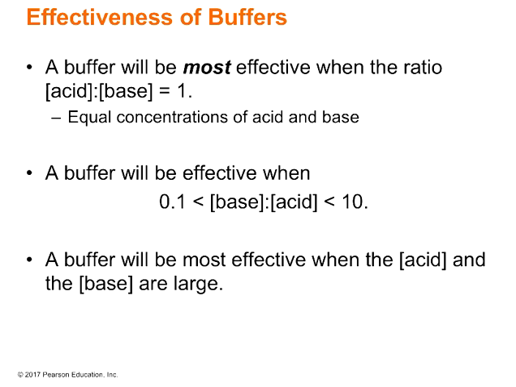Now, if we do need to change the ratio slightly because we know that we're adding more acid or more base, then we do have a range in which a buffer will be most effective. So the ratio of base to acid should be between 0.1 and 10. And we'll go over that in a little bit more detail next. And then a buffer will be most effective when the acid concentration and the base concentration are large. So the more acid and base we have, the more added acid or added base we can neutralize.